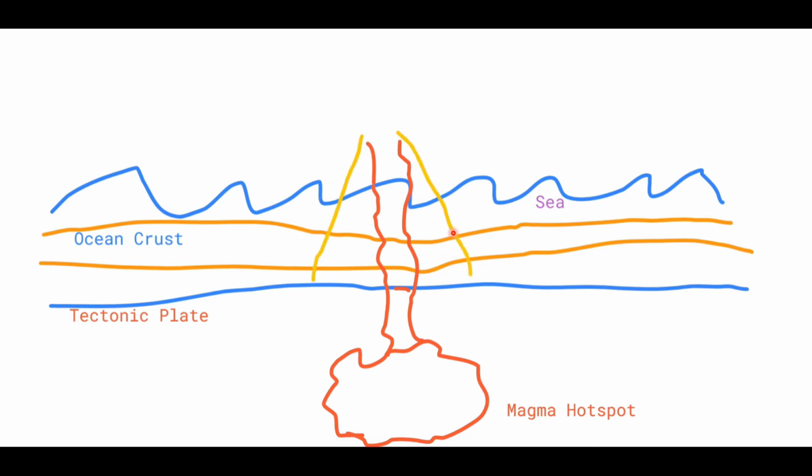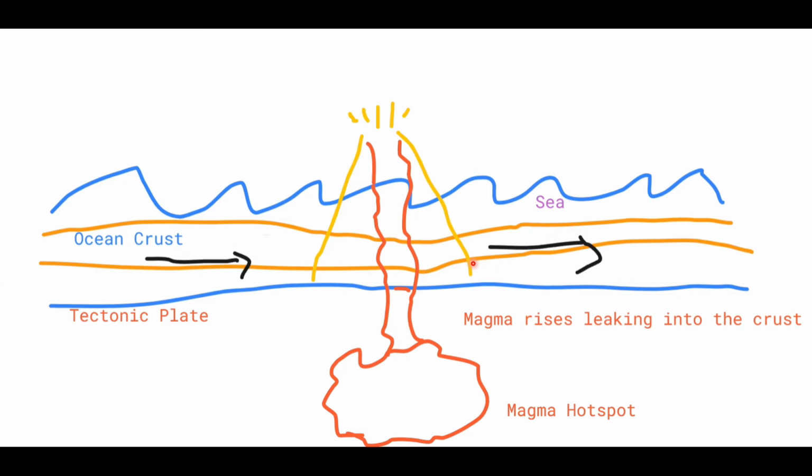As the plate moves slowly across a hotspot, a chain of volcanoes or volcanic islands can form. The islands of Hawaii and Samoa were formed in this way. These plates move about 5 centimeters a year, which is very little, and that's why it's a very slow process.